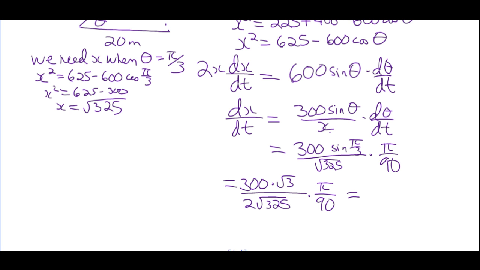And I don't know what. Well, 30 goes into that 3 times, and into that 10 times. 2, 5, and 3 doesn't go into 325, right? So what have we got? 5 pi root 3.